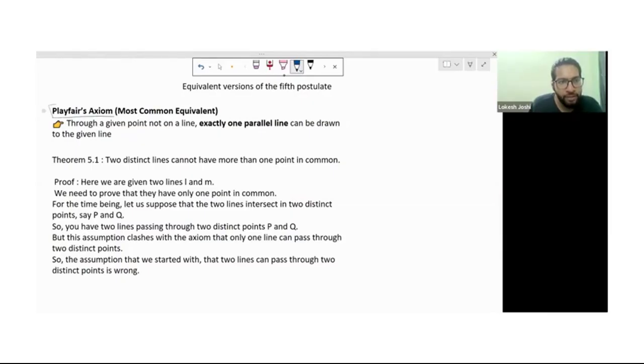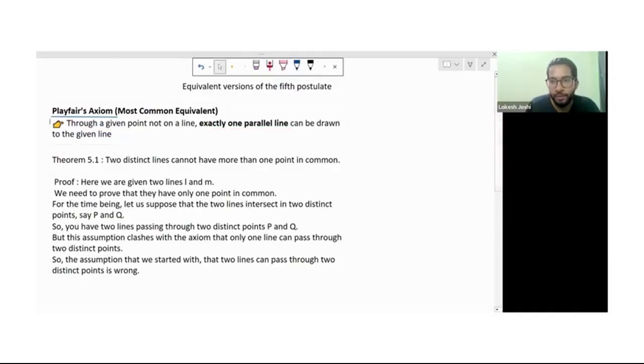This one is not given in the NCERT, but you can remember this thing. It will be more beneficial. Its name is Playfair's axiom. It is the most common equivalent of the fifth postulate. It says that through a given point not on a line, exactly one parallel line can be drawn to the given line.